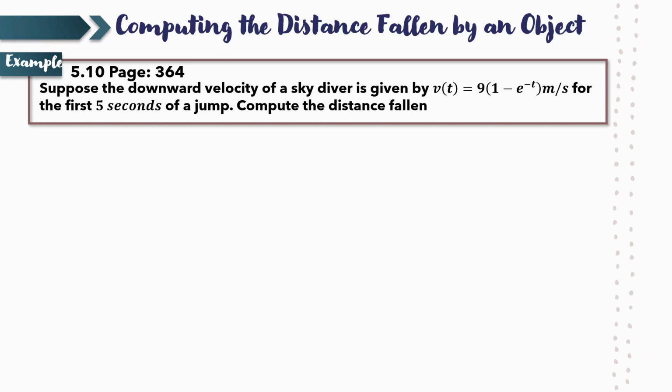So let's continue computing the distance fallen by an object. Here, the downward velocity of a skydiver is given by the function 9 times (1 minus e to the power negative t) meters per second. For the first 5 seconds of a jump, you are asked to compute the distance fallen. How to find this? So simple.